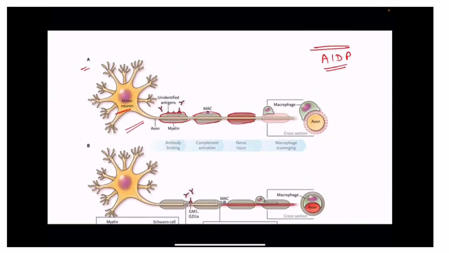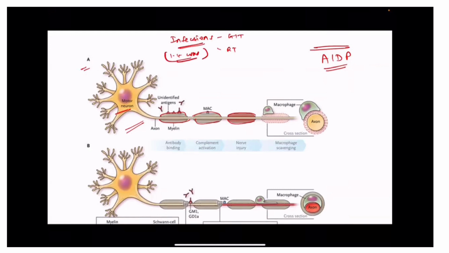Typically, certain infections, usually GI tract infections and respiratory tract infections, act as triggers. Usually these infections are present 1 to 4 weeks before GBS affects the patient. So 1 to 4 weeks before, the patient will have some GI or respiratory tract infection.